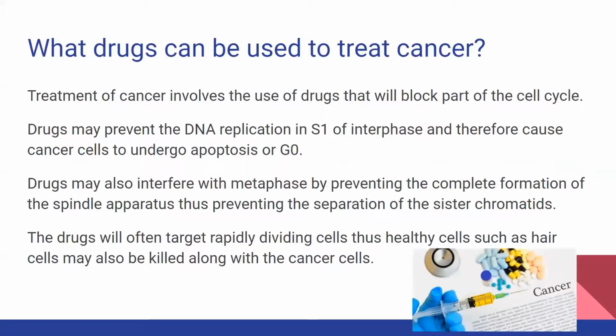What drugs, therefore, can be used to treat cancer? The treatment of cancer involves the use of drugs that will partially block an element of the cell cycle, therefore causing the cells to undergo apoptosis or G0. An example may be preventing DNA replication in S1 of interphase, or the drugs may interfere in metaphase, therefore preventing the complete formation of the spindle apparatus, and this prevents the spindle apparatus from separating the sister chromatids. Therefore, two new nucleuses cannot reform because the chromosomes won't separate.